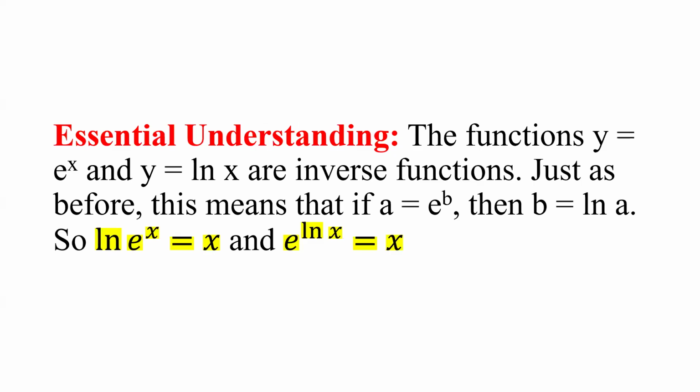this is page 102. Our essential understanding, our objective for the day, is that we understand that the functions y equals e to the x and y equals natural log of x are inverse functions. Just before this, we've talked about a equals e to the b, then therefore b equals natural log of a. So the conclusion here is, when I need to quote unquote cancel out an exponent with a base e, I have to take the natural log of it. It's going to eliminate it, and whatever the power is is left by itself.